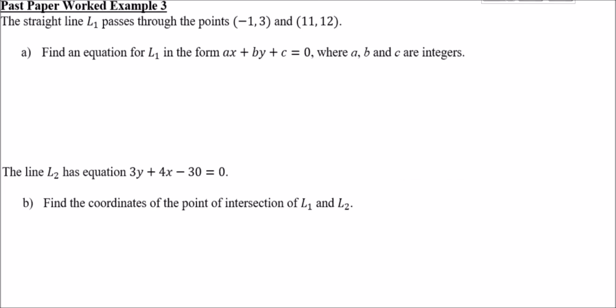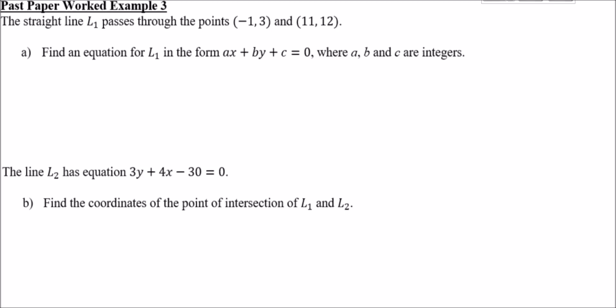Lastly, another worked example from a past paper, worked example 3. We've got a straight line, L1, passing through the 2 points, minus 1, 3, and 11, 12. Find an equation for L1 in this particular form again, where a, b, and c are integers.